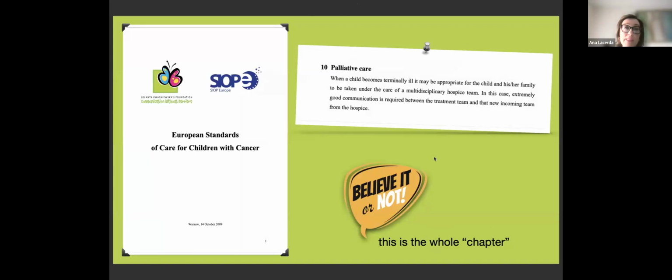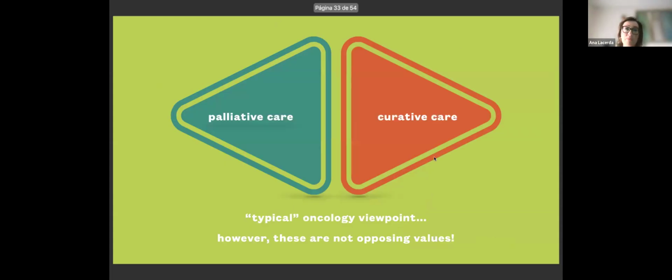And 10 years later, when SIOP published the European Standards of Care for Children with Cancer, if you can believe it, this is the whole chapter on palliative care. And it follows the same lines as that paper from SIOP, and it says that palliative care is care for a child who is terminally ill. So this is, of course, derived from this traditional old view of oncologists that, as I said before, it's dual. So you either are under curative care or you're under palliative care.